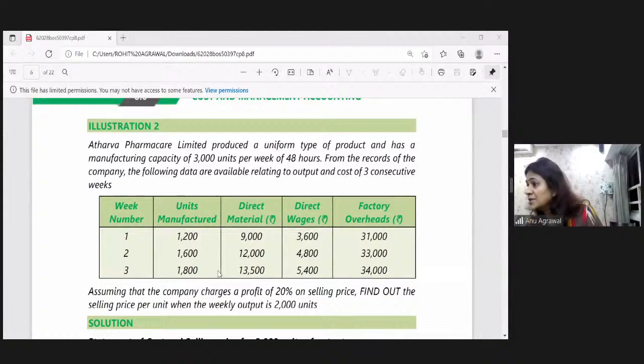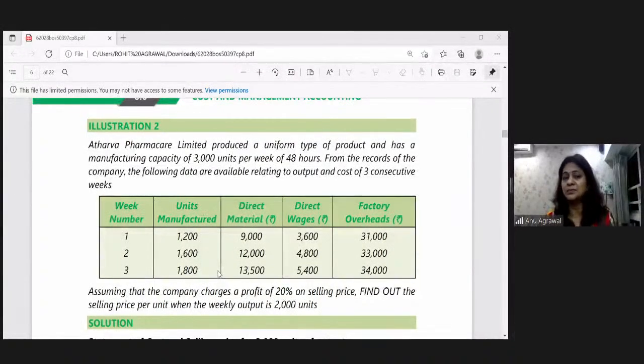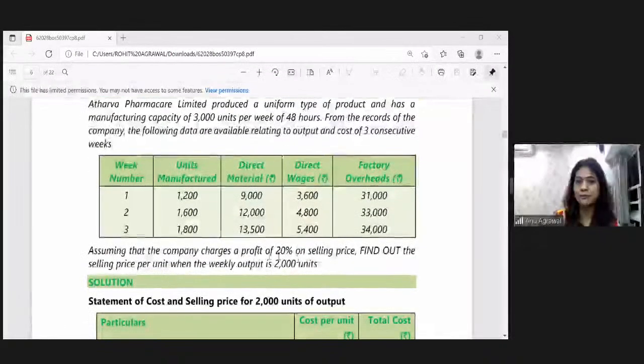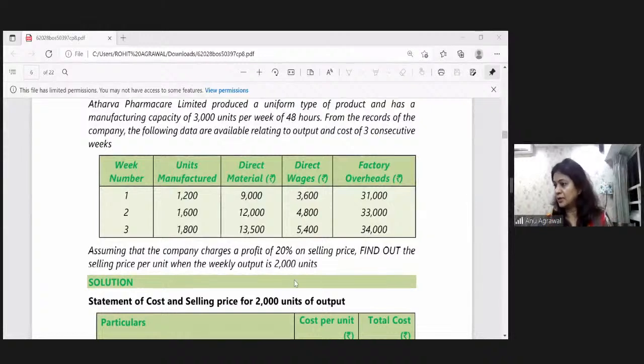Now, you've asked me a question, ma'am: how will I calculate the selling price per unit when it is 2,000 units, but in the question the total units manufactured is 40? How does it matter to you? It is like every week, this is the expenditure. They have given you information per week, for 3 consecutive weeks. For the fourth week, they have calculated 2,000 units. So they are just wanting you to do that. How do you calculate for the week?